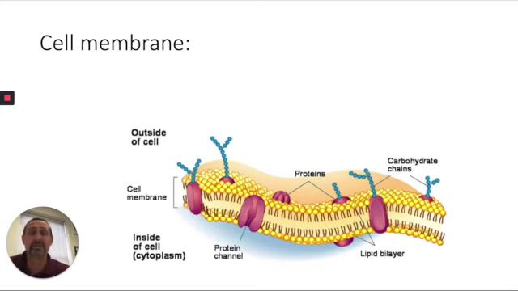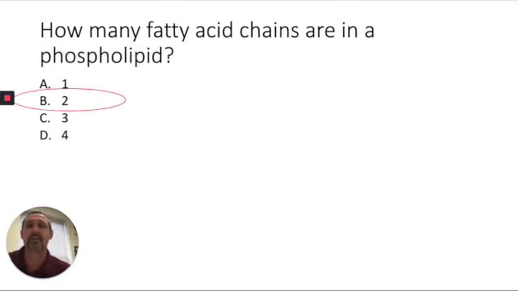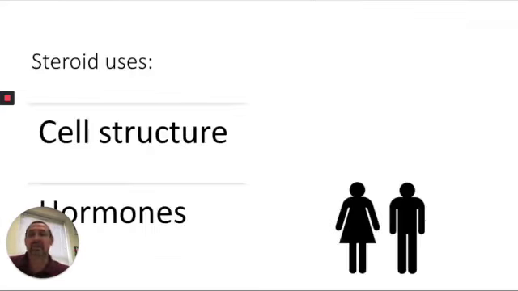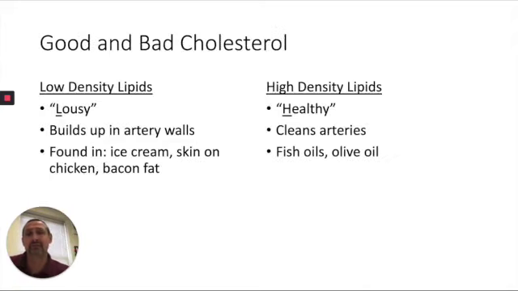So some body structures are made up of lipids. The third category is steroids. Steroids include things like cholesterol, so not all cholesterol is bad. Steroids make up things like cell structure, as well as hormones, like secondary sex hormones: androgens like testosterone, and estrogens for girls. So you can have good or bad cholesterol. One easy way to remember it is LDLs are lousy, HDLs are healthy.